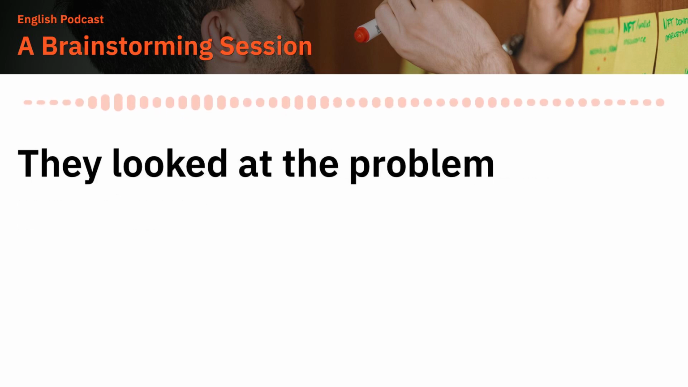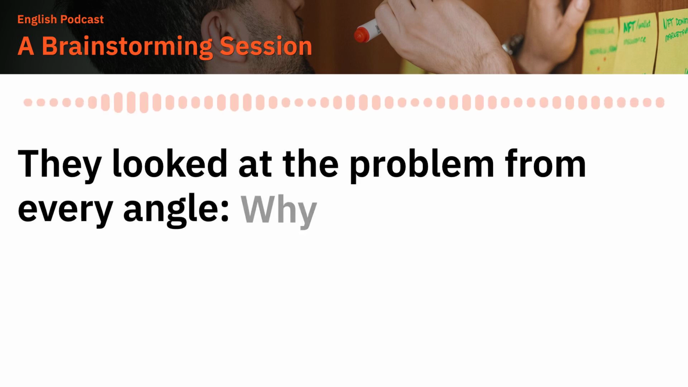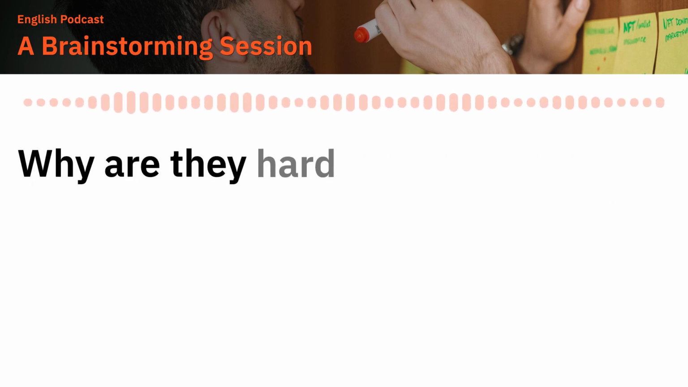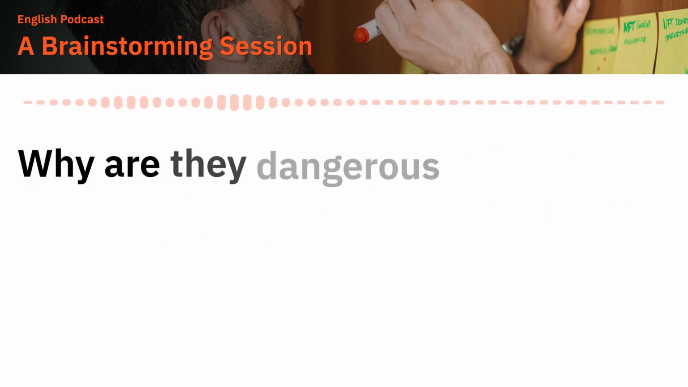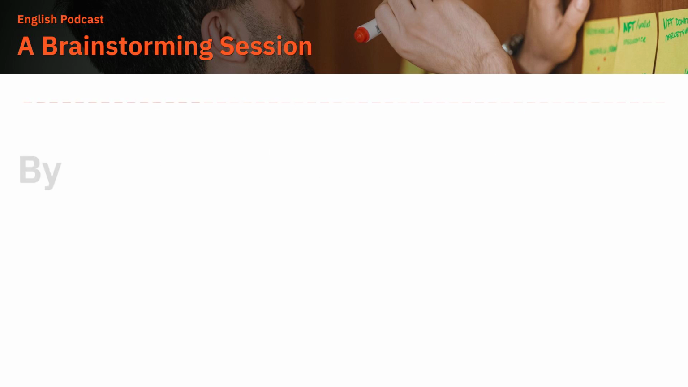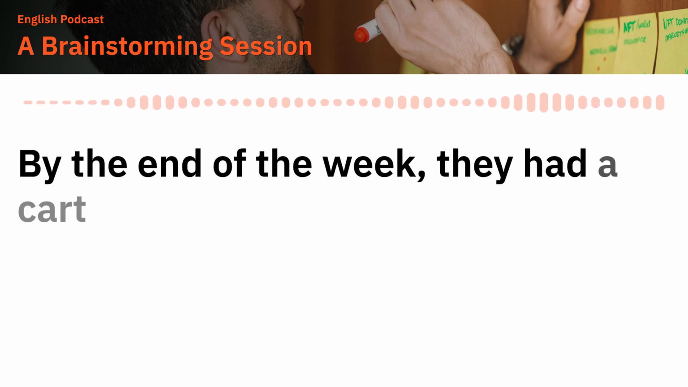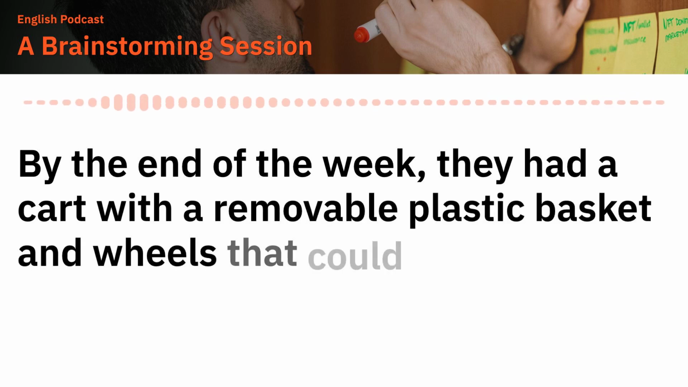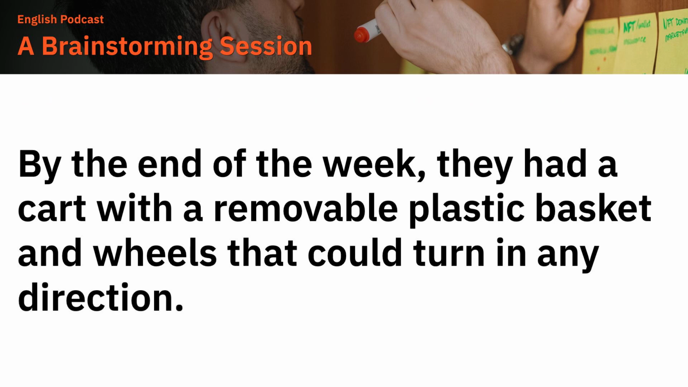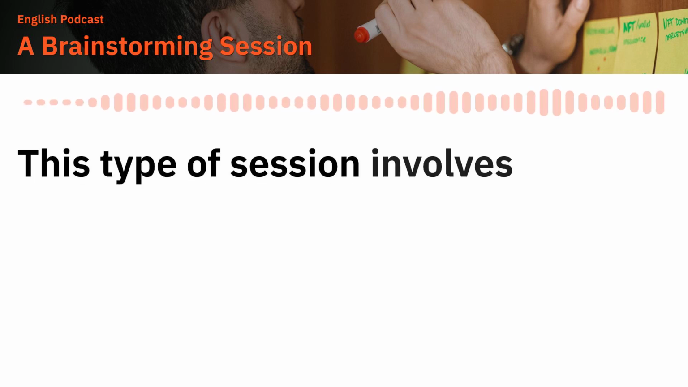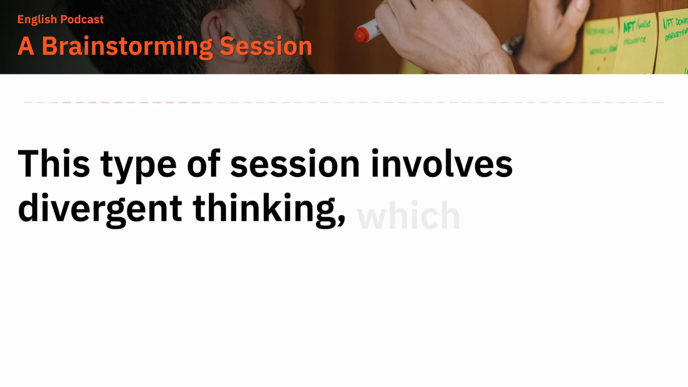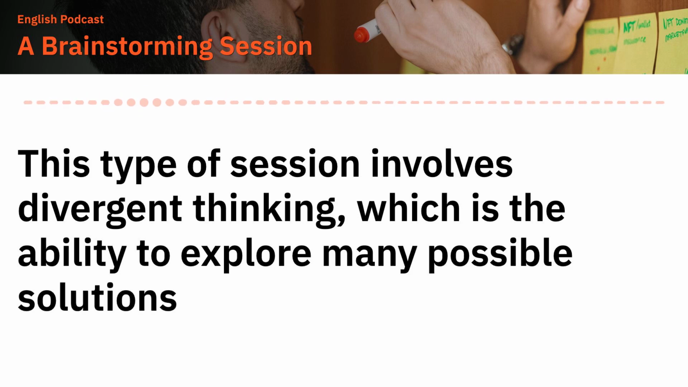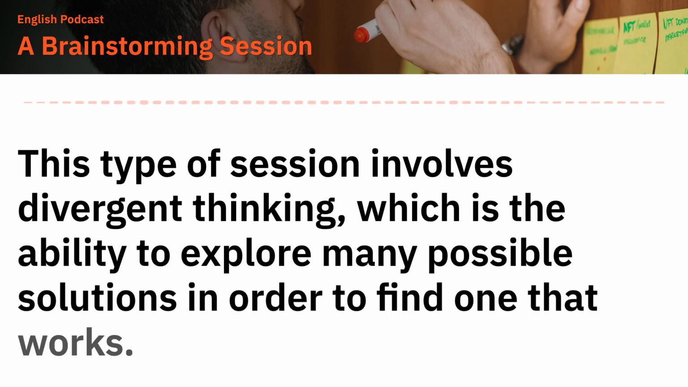They looked at the problem from every angle. Why do carts roll away in parking lots? Why are they hard to clean? Why are they dangerous for children? By the end of the week, they had a cart with a removable plastic basket and wheels that could turn in any direction. This type of session involves divergent thinking, which is the ability to explore many possible solutions in order to find one that works.